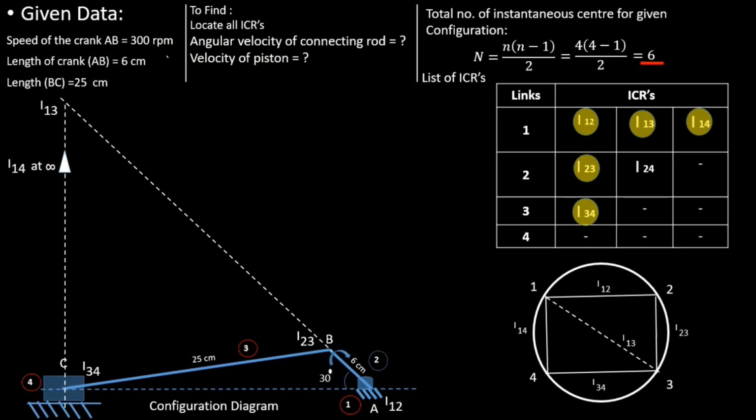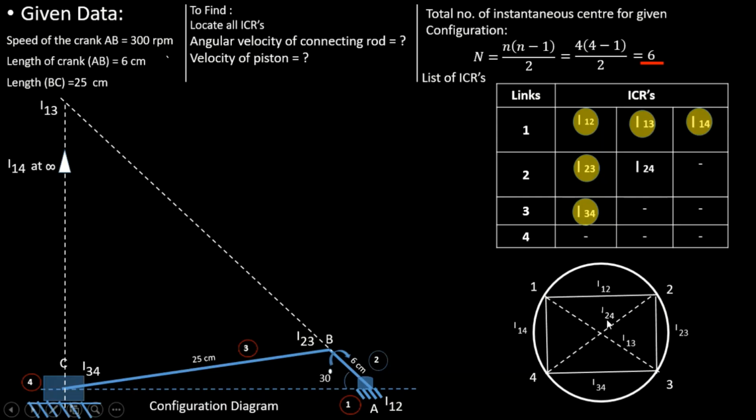Now next we will move to the instantaneous center I24. Exactly the same procedure we have to follow for the location of I24. Connect point 2 and 4 by a dotted line. Now this dotted line represents the instantaneous center I24.